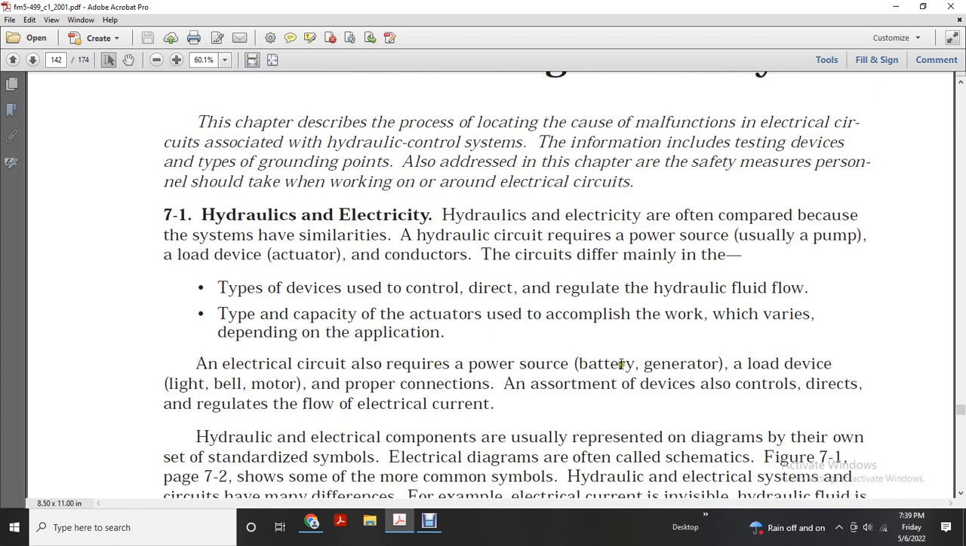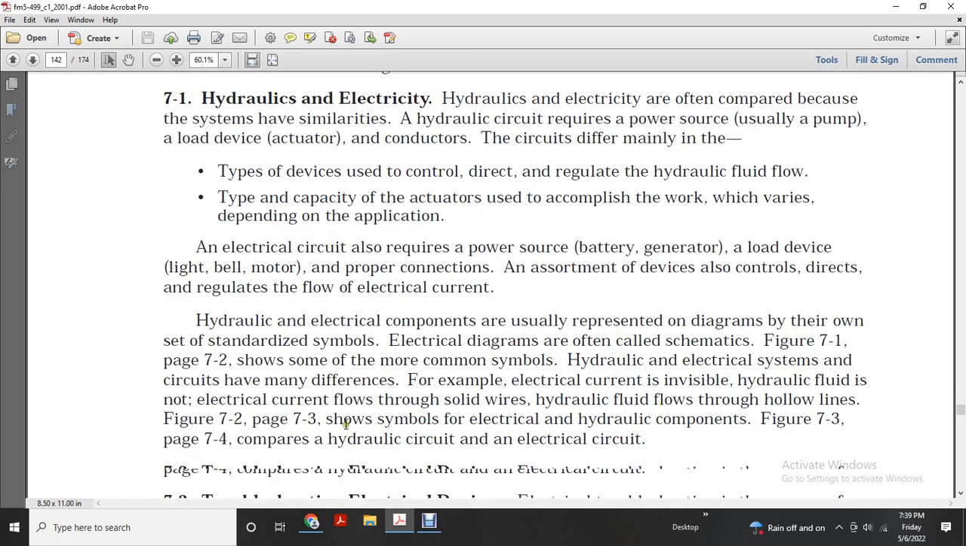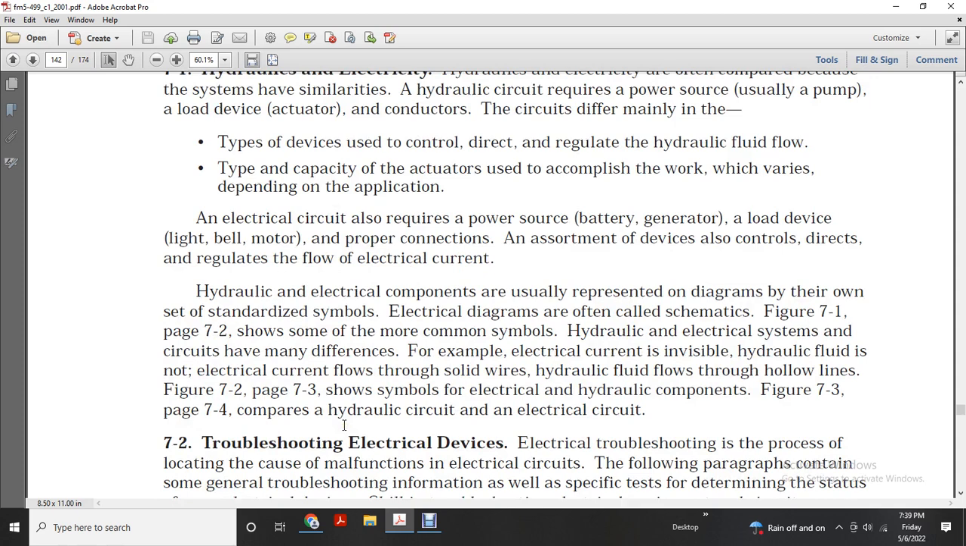An electric circuit also requires a power source, such as a battery or generator, a load device such as a light, bell, or motor, and proper connections. The load device is also controlled, which directs and regulates the flow of electrical current. Hydraulic and electrical components are usually represented with diagrams of their own. Standardized simple electrical diagrams are often called schematics. Figure 7.1 shows the more common symbols.